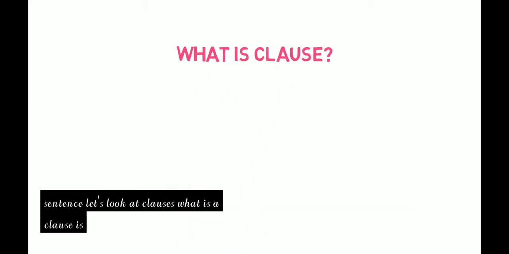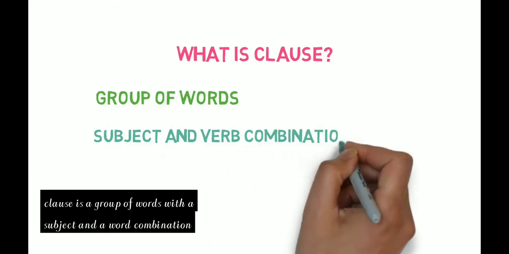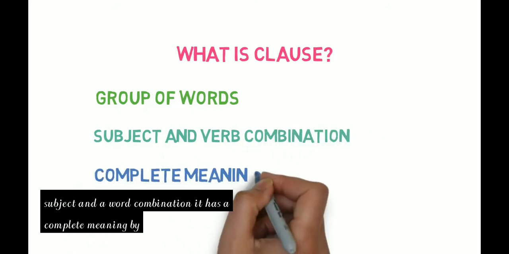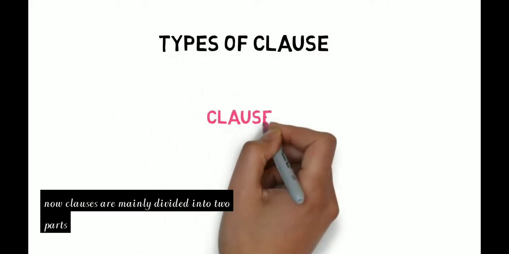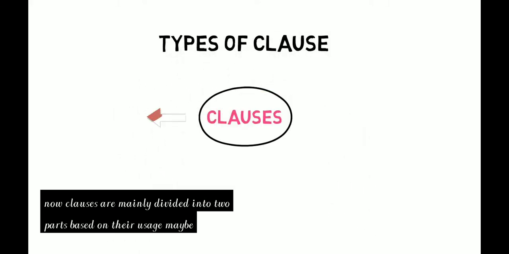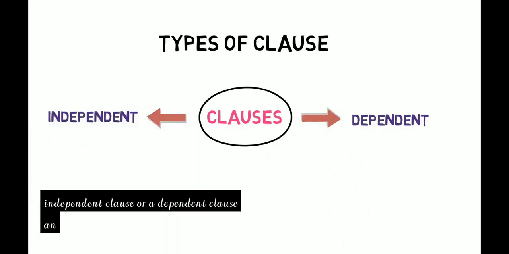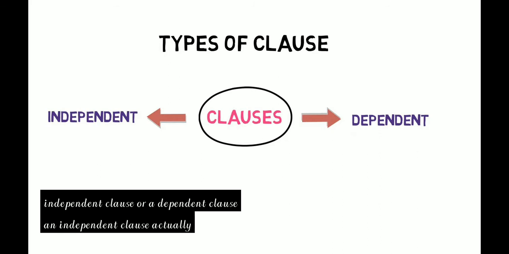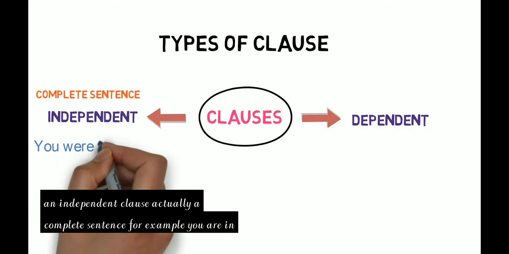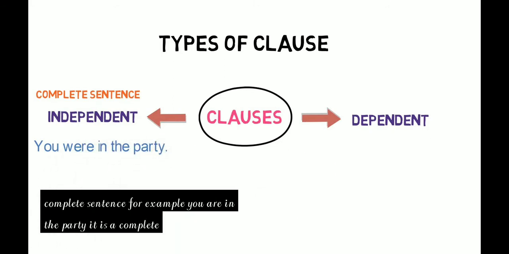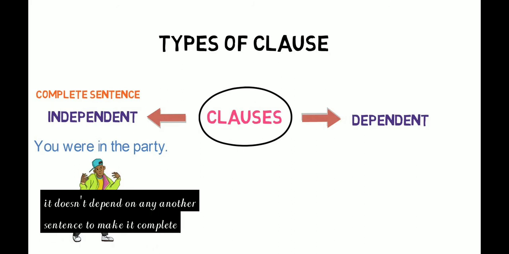Now let's look at clauses. What is a clause? A clause is a group of words with a subject and a verb combination. It has a complete meaning by itself. Now clauses are mainly divided into two parts based on their usage. It may be an independent clause or a dependent clause. An independent clause is actually a complete sentence. For example, you were in the party. It is a complete sentence and it doesn't depend on any other sentence to make it complete.